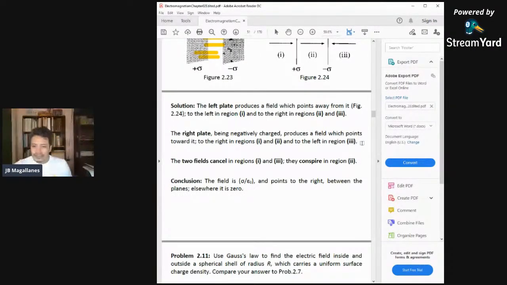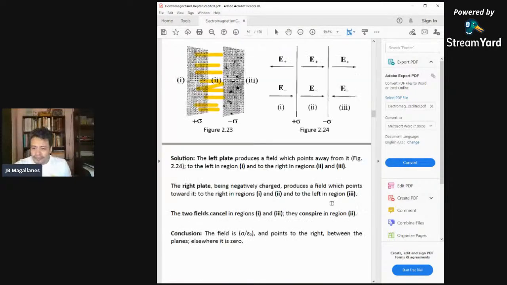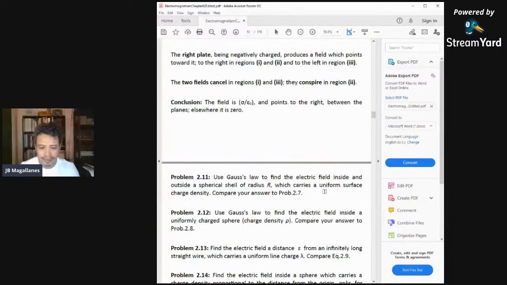So this is just the solution of this problem. By the way, the field is sigma over epsilon sub O, because you're adding two fields here, sigma over 2 epsilon sub O plus sigma over 2 epsilon sub O.